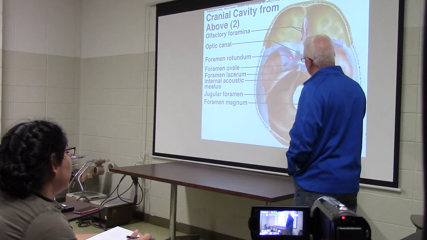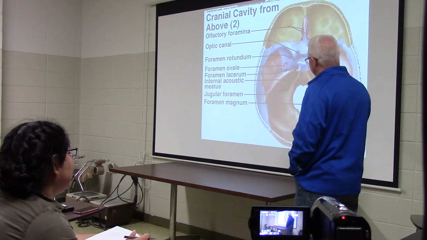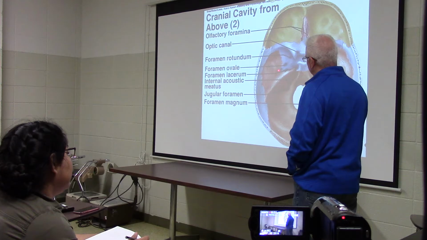And then the rotundum, what goes through there? The maxillary. Okay, thank you. Part of the trigeminal. Okay, good. So the maxillary part of the trigeminal, there's the ovale, what goes through there? Mandibular part, right? Okay, and the spinosum, you don't know yet, and the lacerum, you don't know yet. Okay.